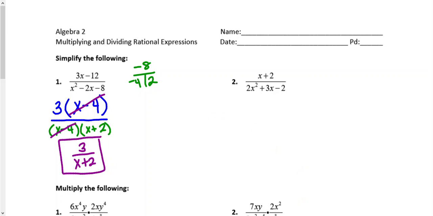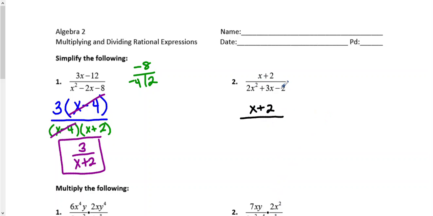Now let's look at number 2. So I have x plus 2 on the top. Now again, I'm not allowed to just cancel out 2's. They are not the same. You have to factor everything first before you cancel. So on the top, I'm left with x plus 2. There's no GCF, and there's nothing to factor on the top. So I know the top of my fraction is going to be x plus 2.